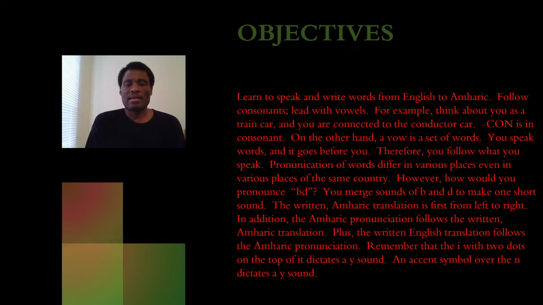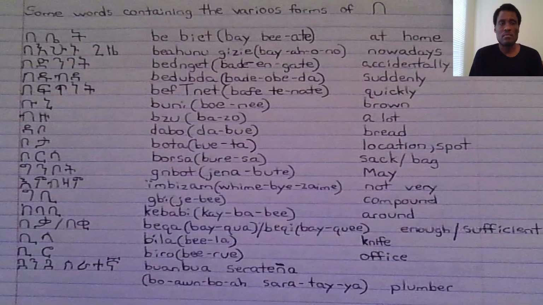Remember that the I with two dots on the top of it dictates a Y sound. An accent symbol over the N dictates a Y sound. Some words containing the various forms of this symbol. Going from left to right, starting at the top.